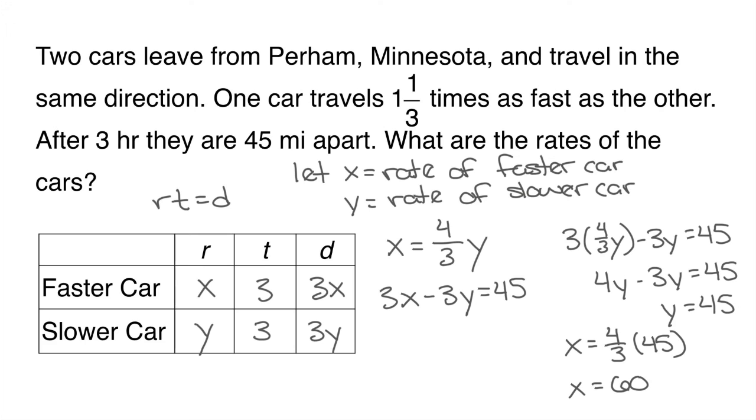We can also just look at the problem statement and check. One car travels 1 1/3 times as fast as the other. 60 is 1 1/3 times 45, so that checks out. And after 3 hours, they are 45 miles apart. So after 3 hours, we have 3 times 60 minus 3 times 45. That does equal 45 miles. Therefore, the solution checks, and we know that the rates of the cars are 60 miles per hour for the faster car and 45 miles per hour for the slower car.